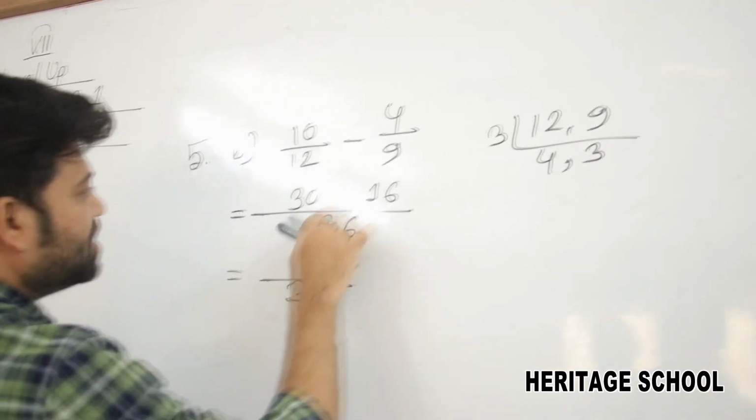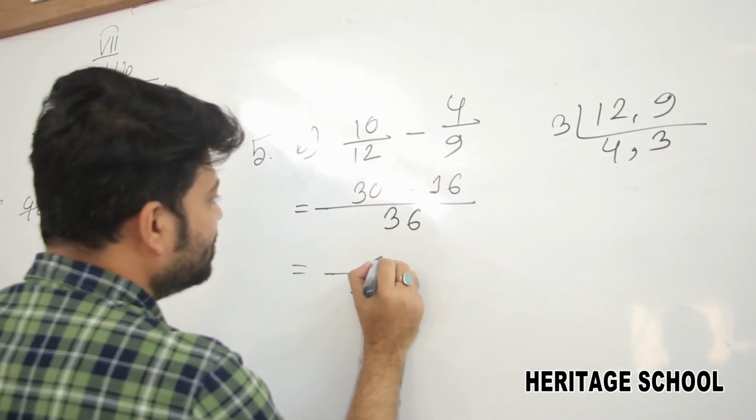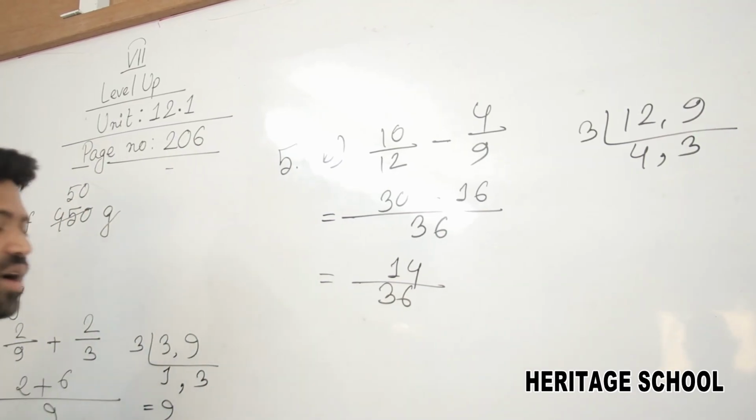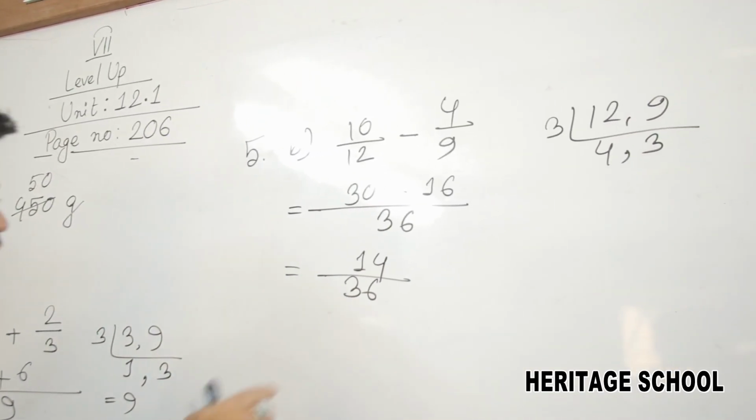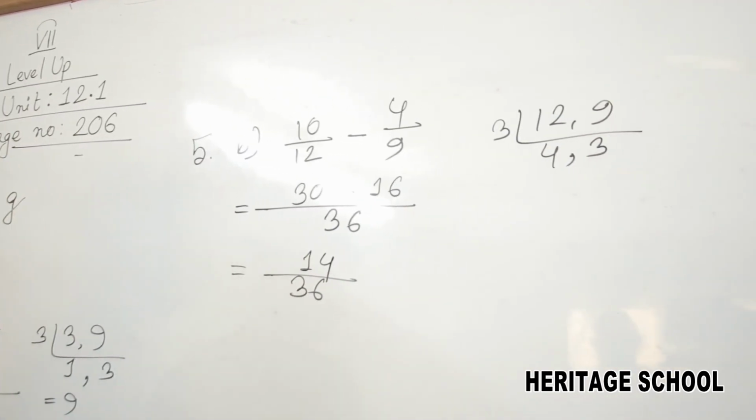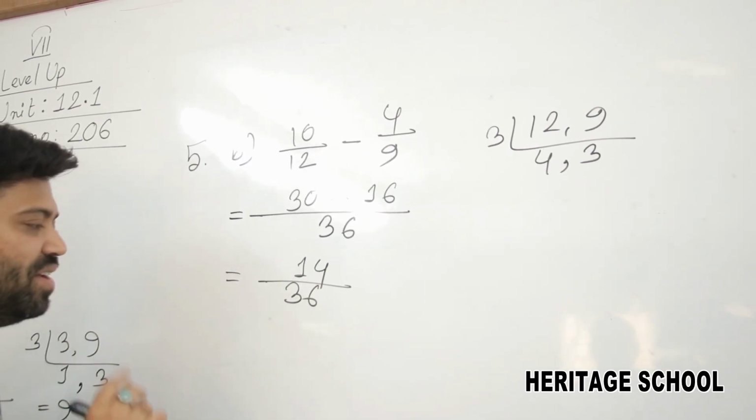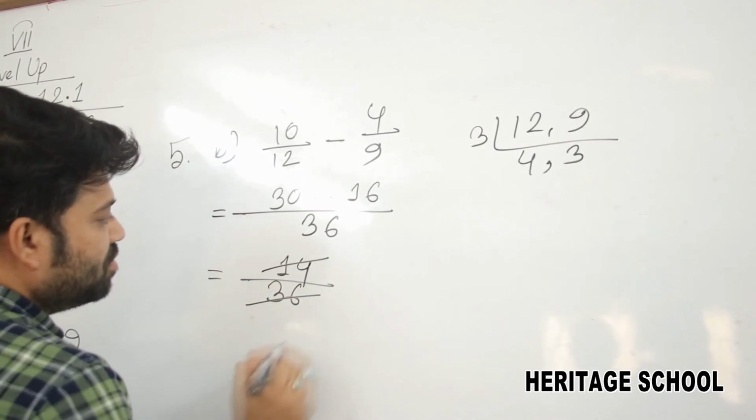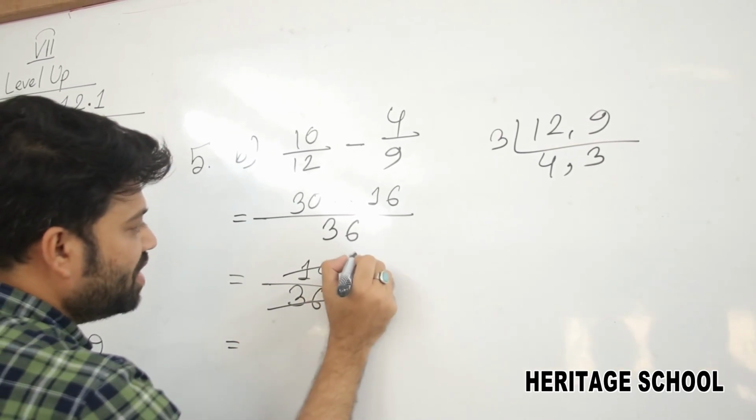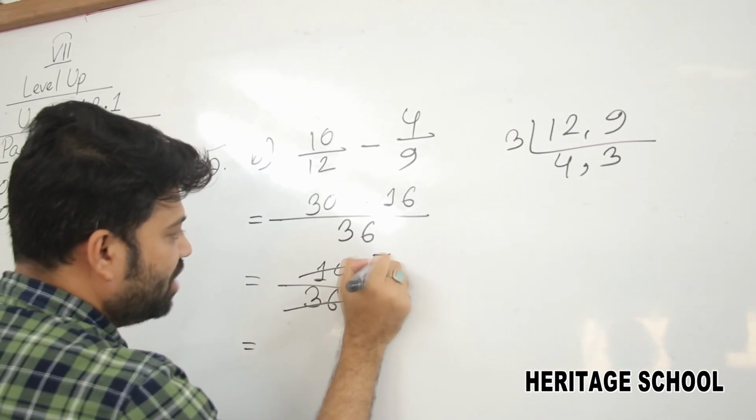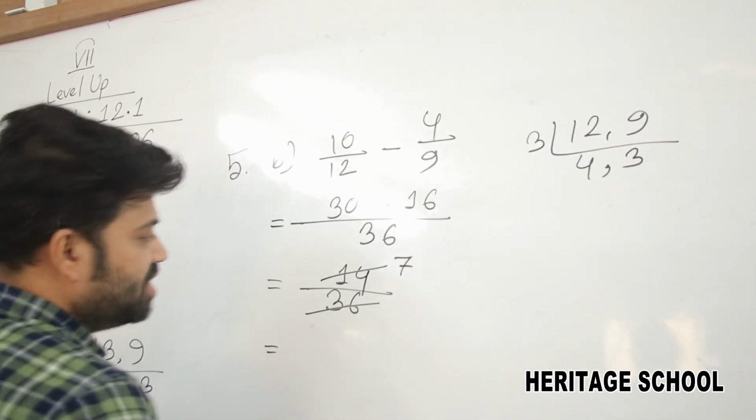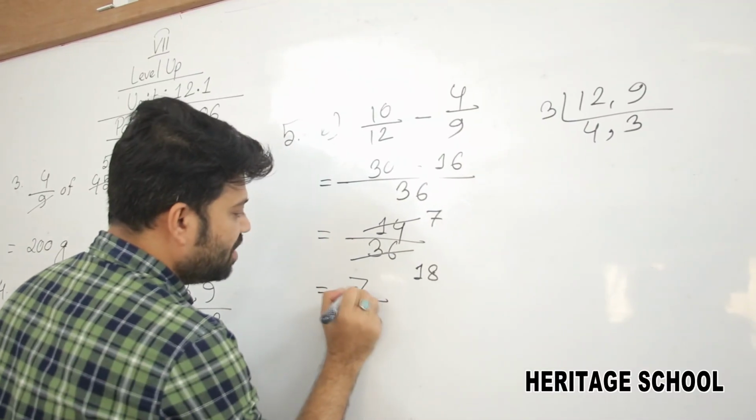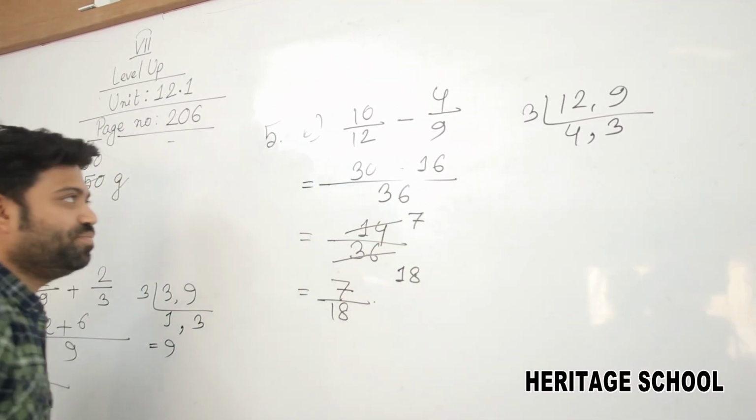So now, what is the subtraction? 30 minus 16 is 14, so it's 14 by 36. I think you can chop both numbers because they are even. If I have even numbers, we can divide both numbers by 2. If I divide 14 by 2, I get 7. If I divide 36 by 2, it's 18. So 7 by 18 is my answer.